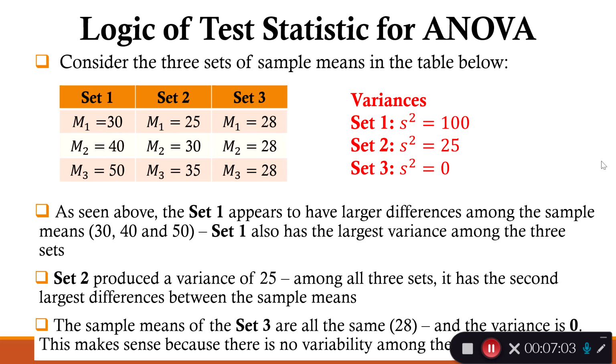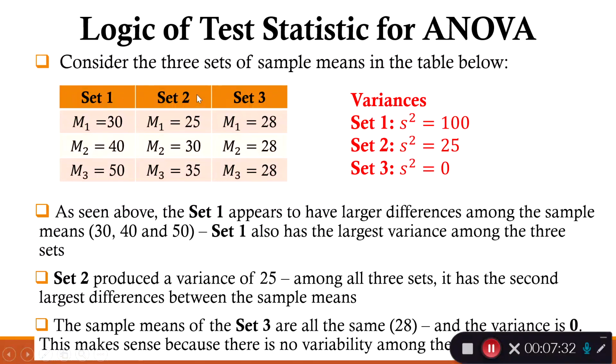So let me give you this quick example. Assuming we have three different groups, M1, M2, and M3, and we're comparing the means of these three groups. Let's look at set 1. You can see for set 1 we have M1 equal to 30, M2 equal to 40, M3 equal to 50. The group means look different. 30 is different from 40, 40 is different from 50. Okay, hold that thought for a second.